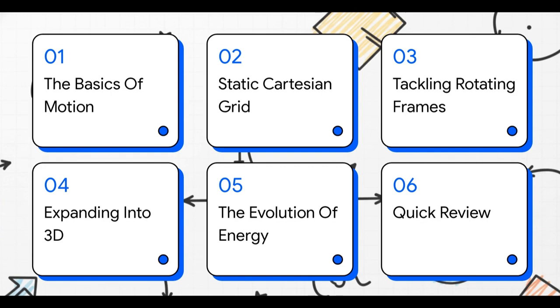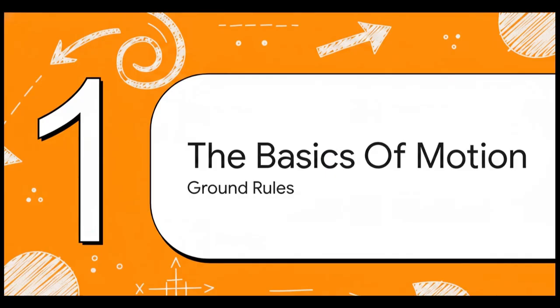Here's a quick look at our roadmap for today. First, the basics of motion. Second, the static Cartesian grid. Third, tackling rotating frames. Fourth, expanding into 3 dimensions. Fifth, the evolution of energy. And finally, number 6, a quick review for students. Section 1. The basics of motion.